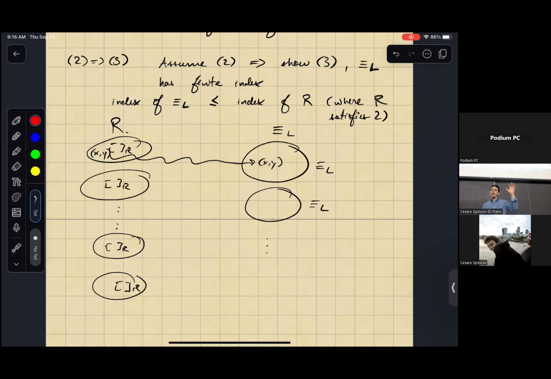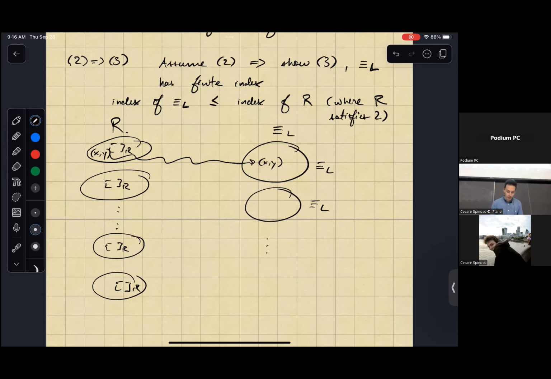So in other words, I have a many-to-one mapping. I have a many-to-one mapping from the strings in the equivalence classes of R to the strings in the equivalence classes of the Myhill-Nerode relation. So if I have this many-to-one mapping, then that means that I must have a larger number of equivalence classes from R than from the Myhill-Nerode relation.